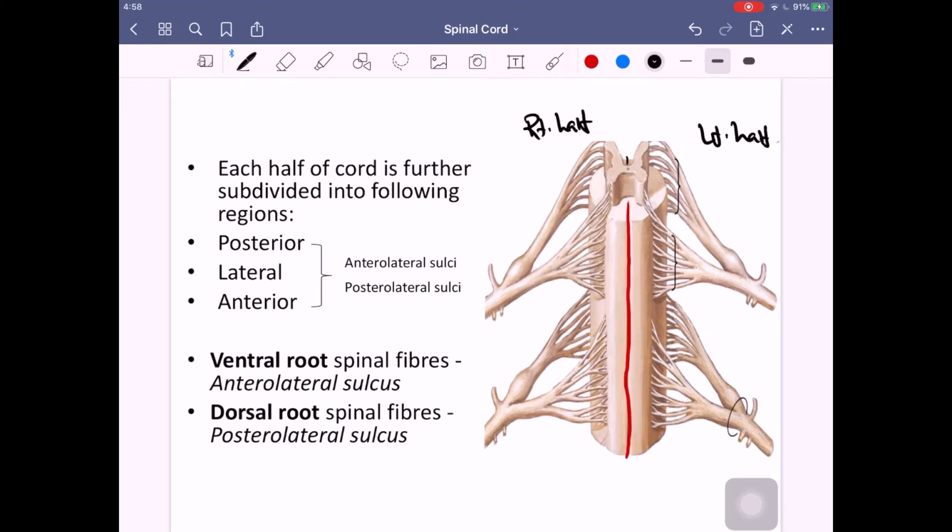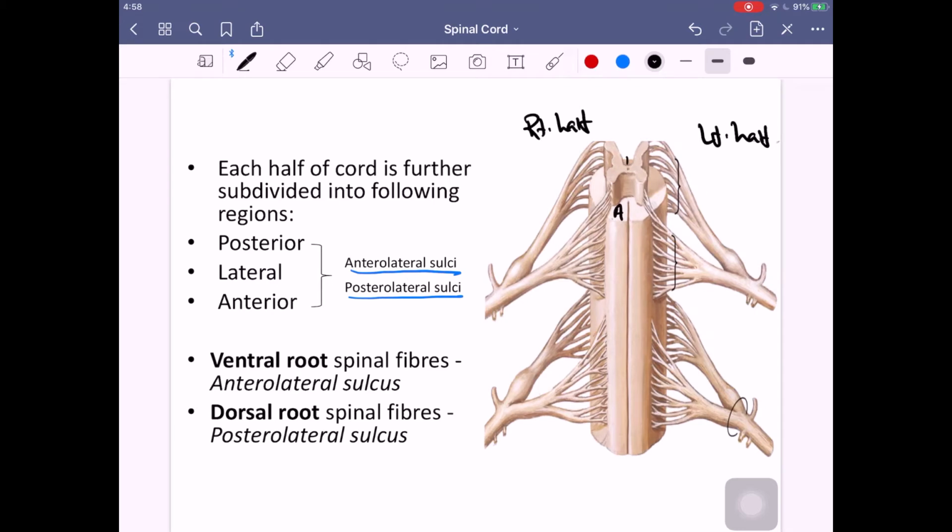So right half and left half, here you can see each one is further divided by the anterolateral sulcus. Here the anterolateral, I'll use the blue color, is the part where your nerves are coming out. So we have one anterolateral right and anterolateral left. The same way at the back we also have the posterolateral right and left sulci. With this, the entire one half of the spinal cord is divided, and the portion in the front I can now label as the anterior.